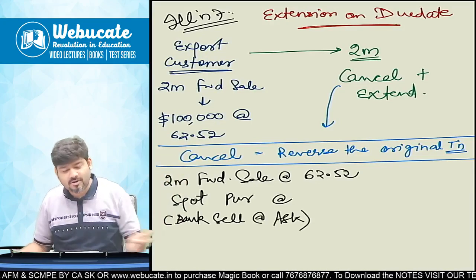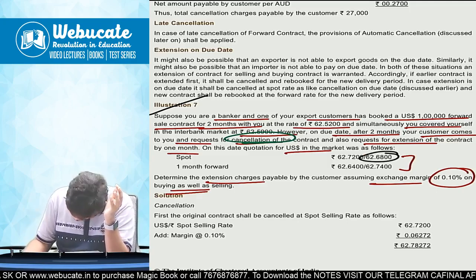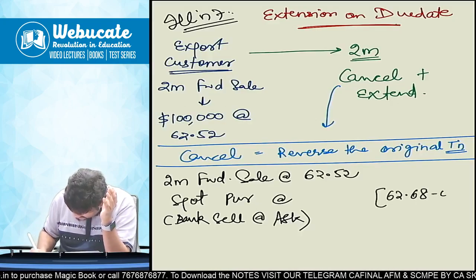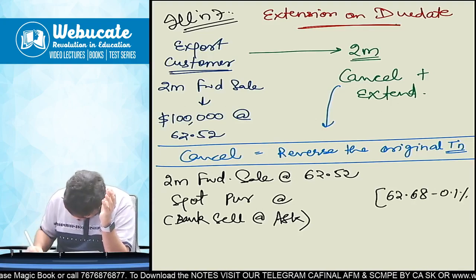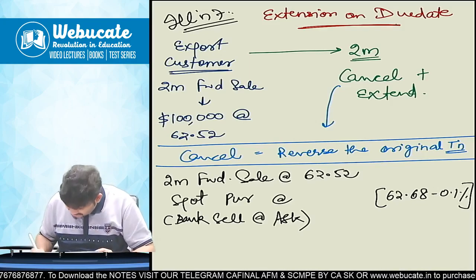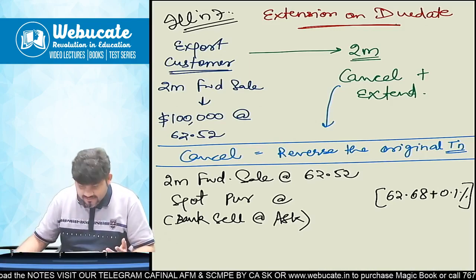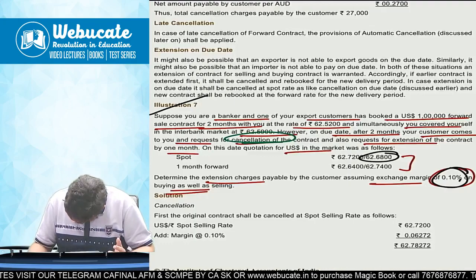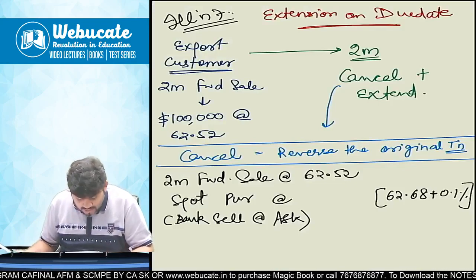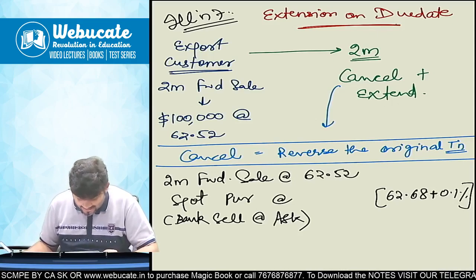Always, when you are clear with the concepts, things will always match. Don't worry at all, ever. 62.68. And then there is a margin of 0.1%. So 62.68 minus 0.1%. Whenever customer is purchasing, so bank is selling, customer is purchasing, add the margin. So we know that. Okay. Spot purchase. So when we go to the bank to purchase, bank will sell at ask rate.